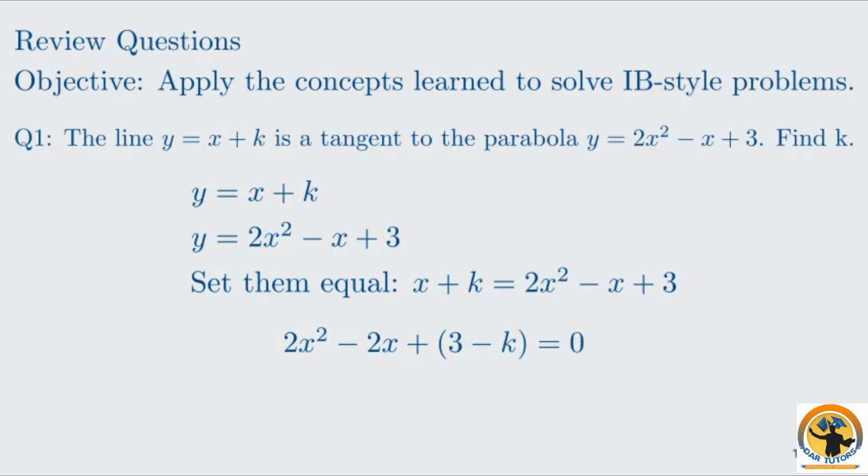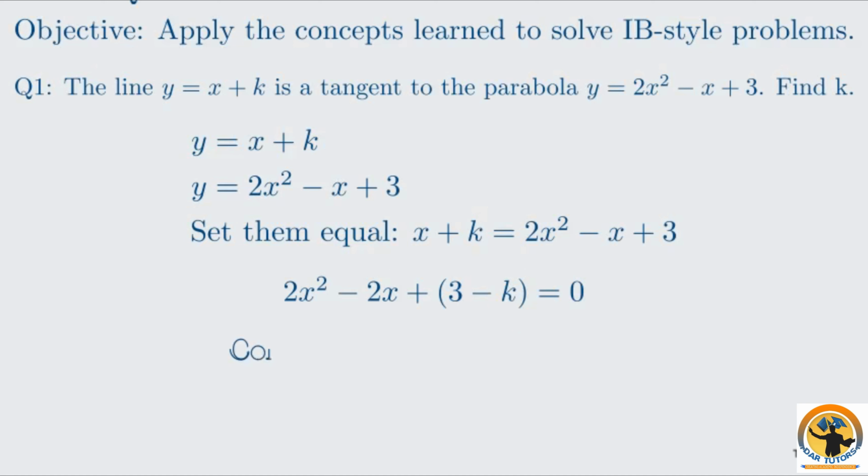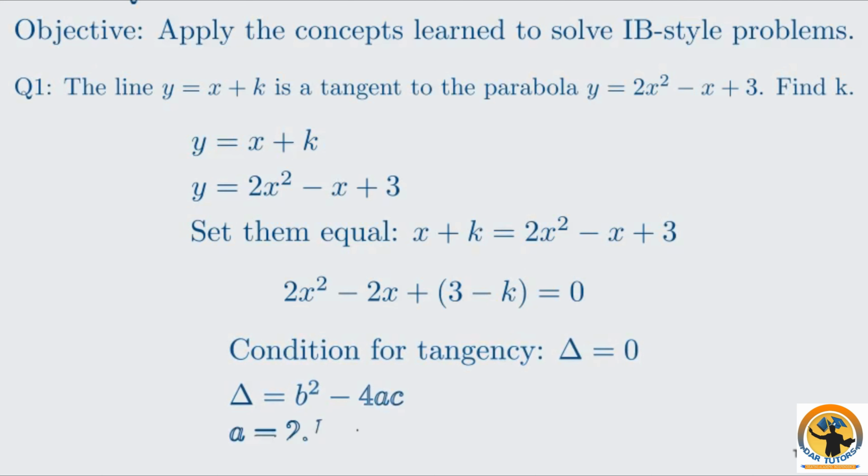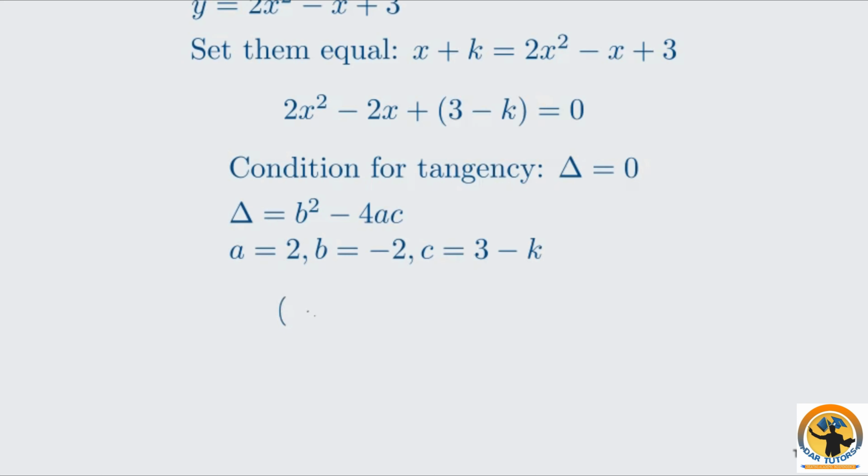A tangent line intersects at only one point. This means our quadratic equation has a repeated root. Therefore, its discriminant must be 0. The discriminant is b squared minus 4ac. In our equation, a equals 2, b equals -2, and c equals the quantity 3 minus k. Substituting these values, we get (-2) squared minus 4 times 2 times the quantity 3 minus k equals 0.